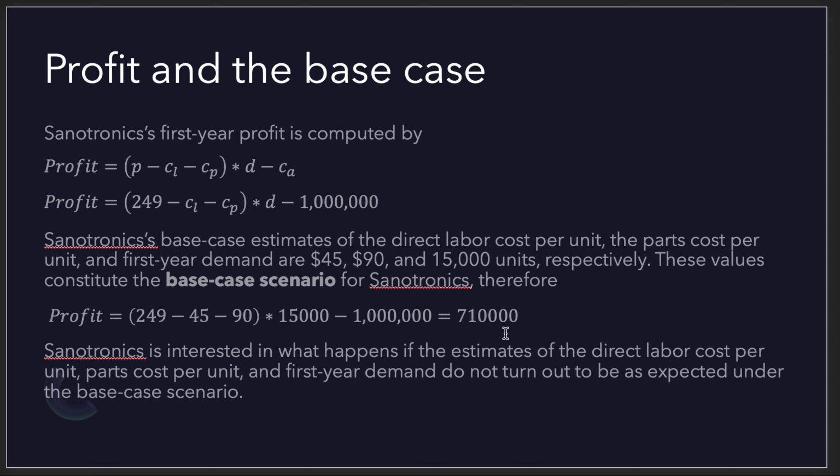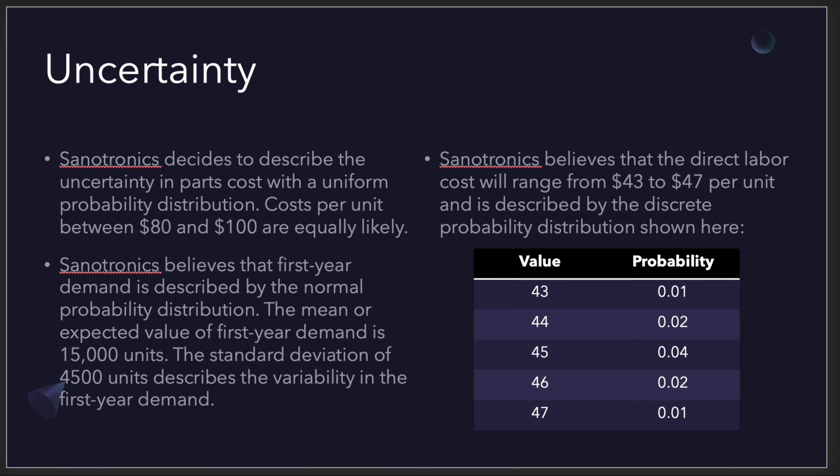But this is obviously not going to be the exact scenario that they face in the first year. Now, they might potentially be able to fix the labor costs and the parts costs, but demand, they definitely cannot estimate exactly what the demand is going to be. Demand is going to be variable one way or the other. But in this problem, the assumption is that the parts costs and the labor costs are also going to be variable, right? So, for those three points of uncertainty, this is what Santronics is assuming.